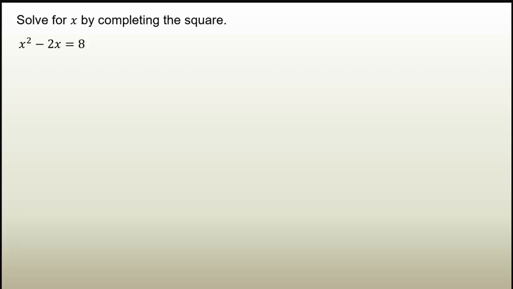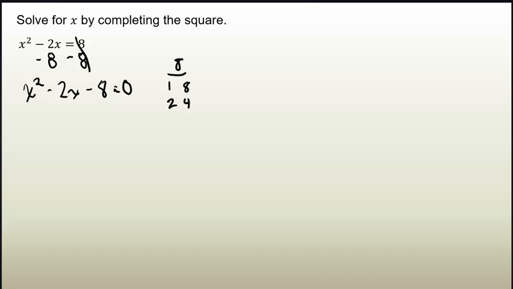First, I'm going to factor this problem. And in doing so, I need to set this equal to 0. Just like before, x squared minus 2x minus 8 equals 0. Okay, now what I have to do is find my factors of 8, which I'm going to count up.